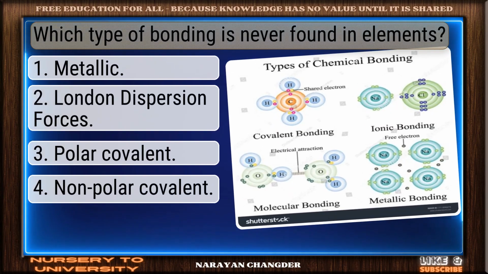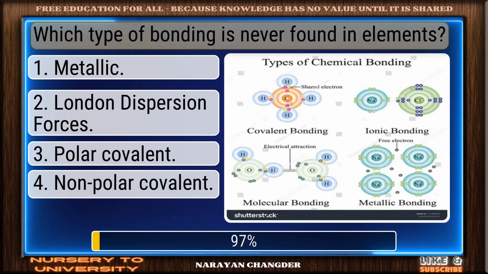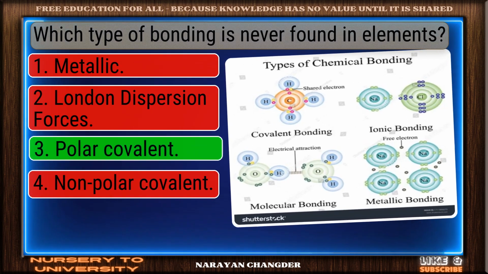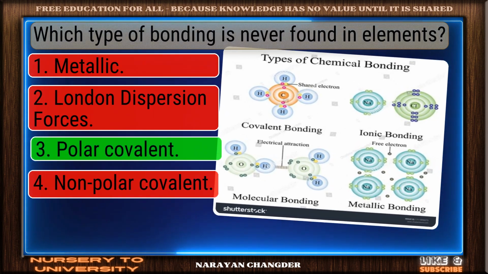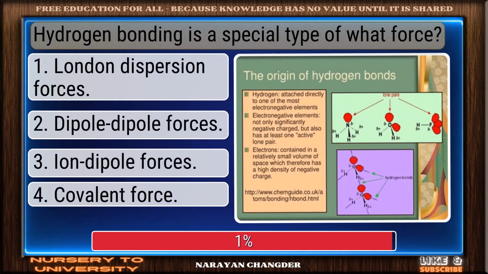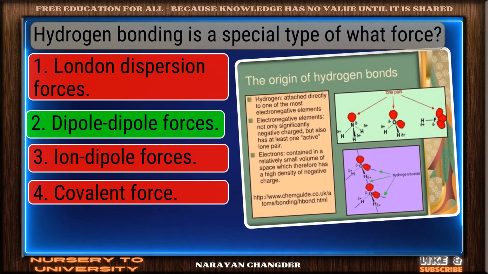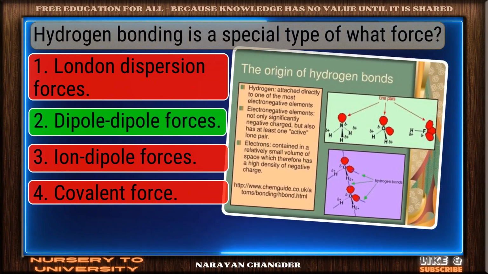Which type of bonding is never found in elements? Correct. Polar covalent is the right answer. Hydrogen bonding is a special type of what force? On track. Dipole-dipole forces is the correct answer.